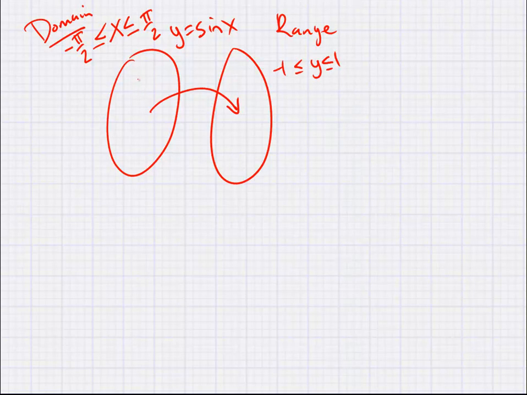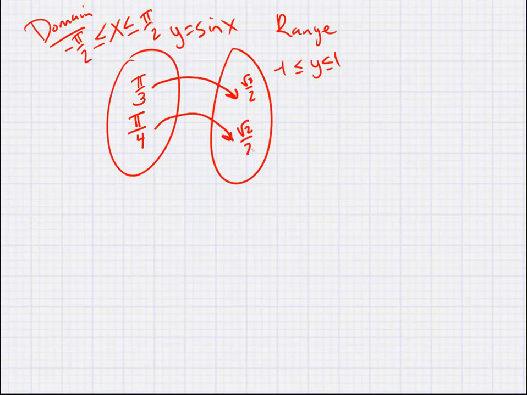So if I plugged in π/3, what would that get matched up to? Well, the sine of π/3 is square root of 3/2. Okay, so that goes there. So this value π/3 is between -π/2 and +π/2, and then goes to a y value that's between -1 and 1. All right, how about another one? I'll say, I don't know, π/4. π/4 is going to get matched up to square root of 2/2. Same deal. This is my x value. These are my y values.